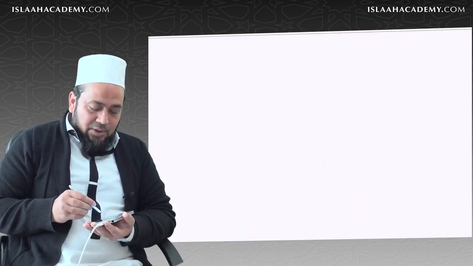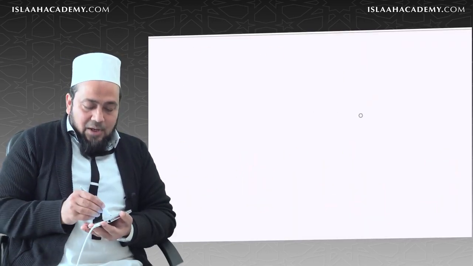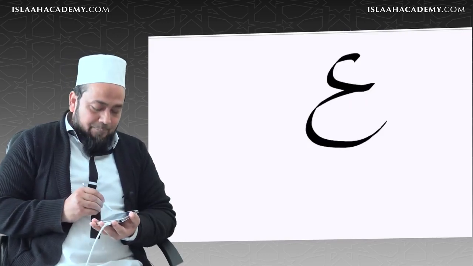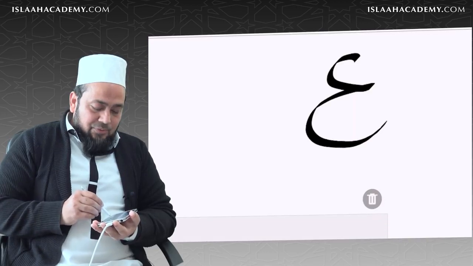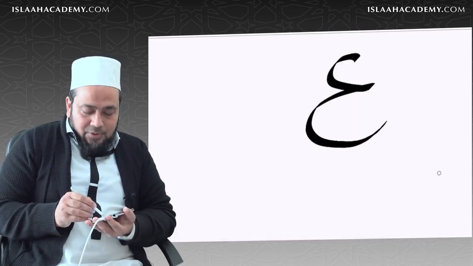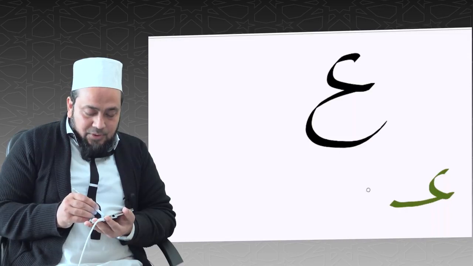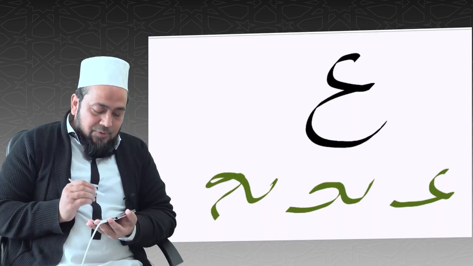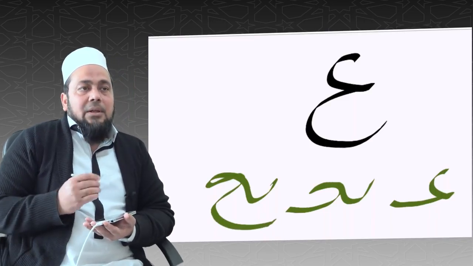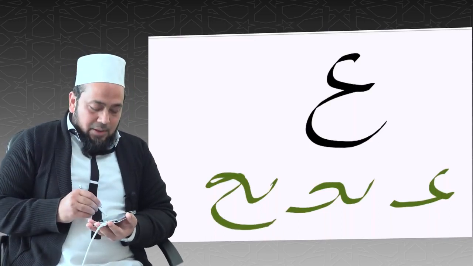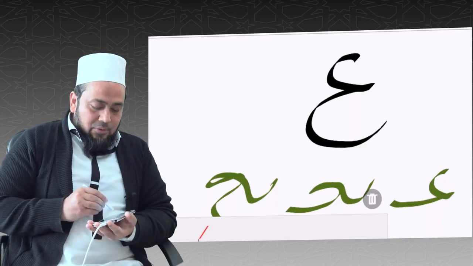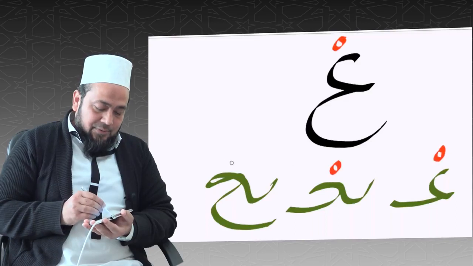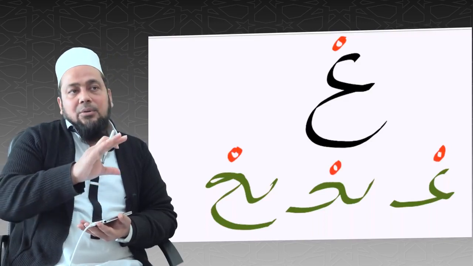Let's move on to the next letter, Ain. The standalone shape of Ain is this one. When it goes to the beginning of the word, the shape is this one, middle of the word shape is this one, end of the word shape is this one. Now I will make it Ghain by adding only one dot on the top. I will not change anything else, I will just add one dot on the top.